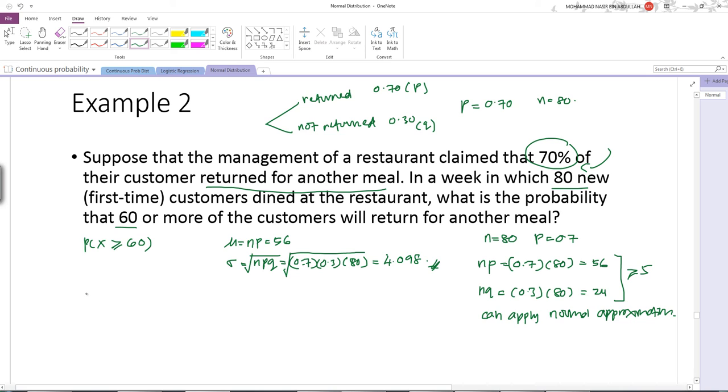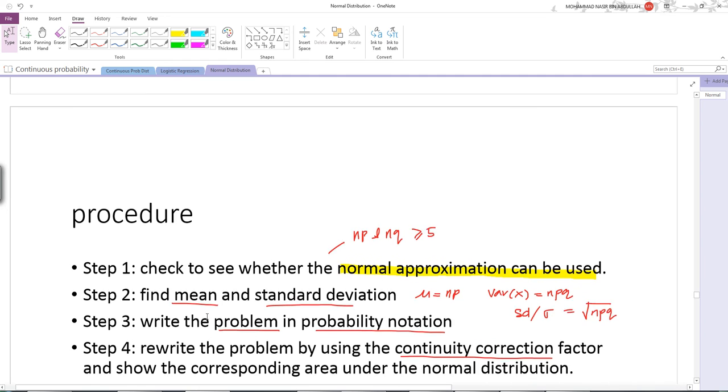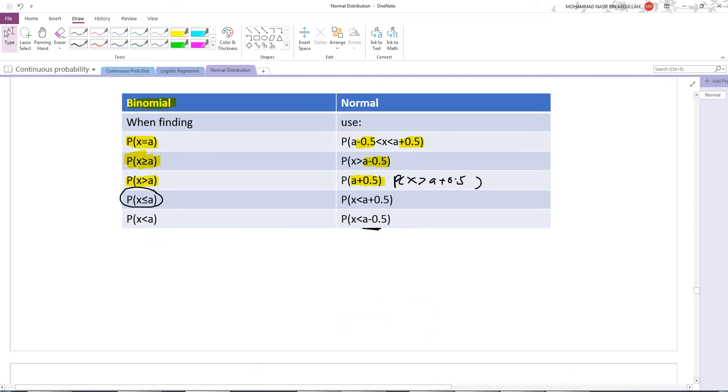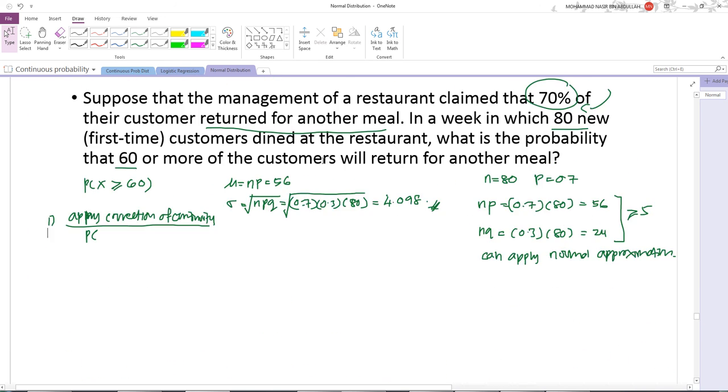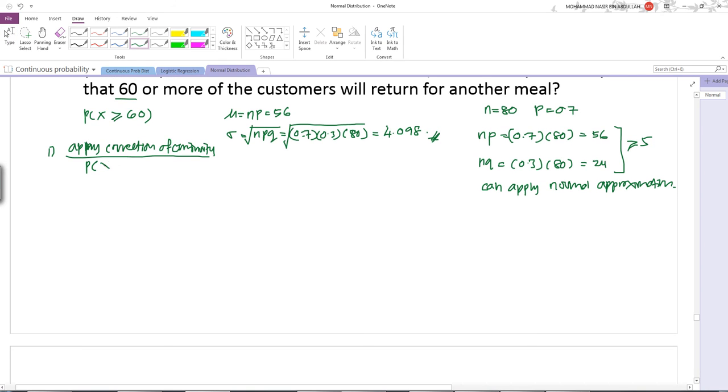So the next step is we want to find probability of X more than or equal to 60. We need to apply correction of continuity. Right? Apply correction of continuity. This is step number 1. So when X is more than or equal to, we need to minus 0.5. So this one should be probability of X more than or equal to 59.5.